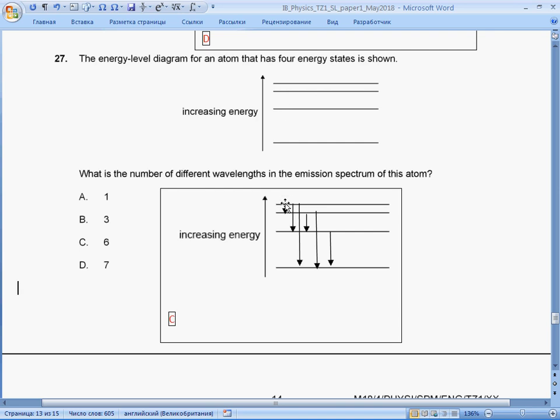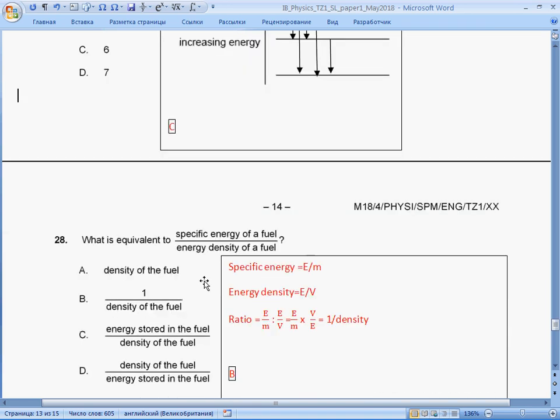So let's start from the highest position. From the highest position we can go in 1, 2, 3 transitions. From the next, 1, 2. From another, 1. So that finishes 6. So the answer is C.